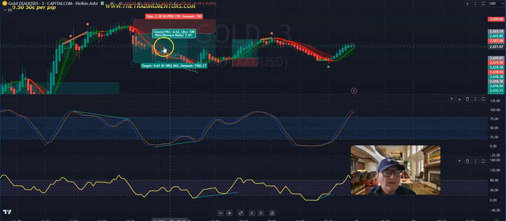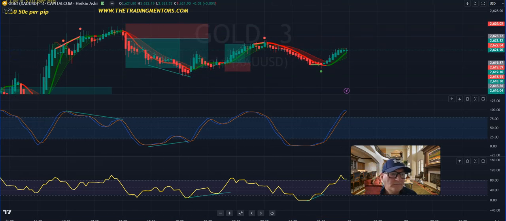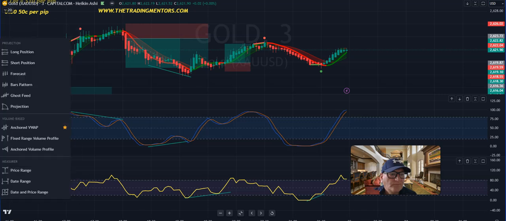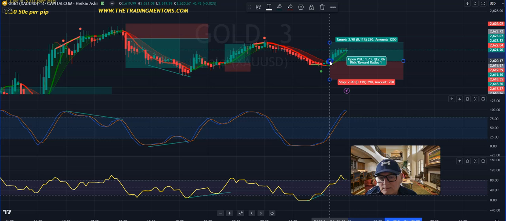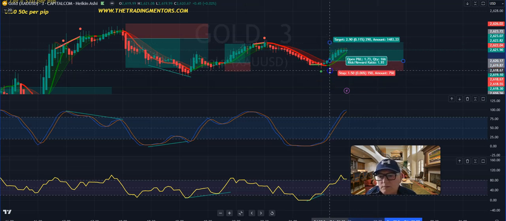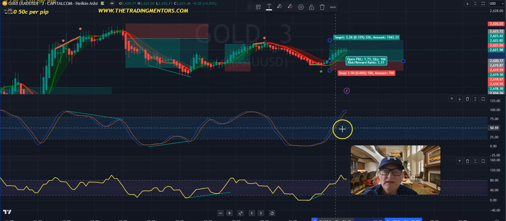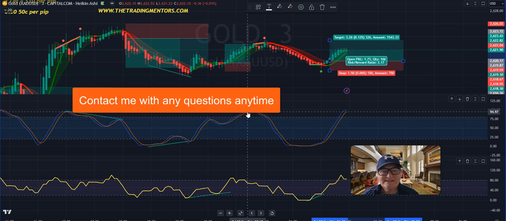Let's get rid of that. So this long here, as soon as it goes green, then you've got a swing low, 15 pips, 2 to 1. So a fantastic system of making cash regularly.